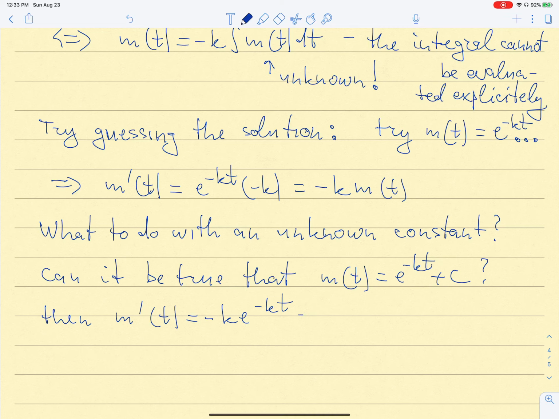Well, and what is that? That is minus k times e to the minus kt, but e to the minus kt is not exactly m. We need to solve this equation with respect to e to the minus kt, and what we will get is minus k times m of t minus c. That's a problem. This is a wrong equation, right? That's not the equation that m is supposed to be satisfying.